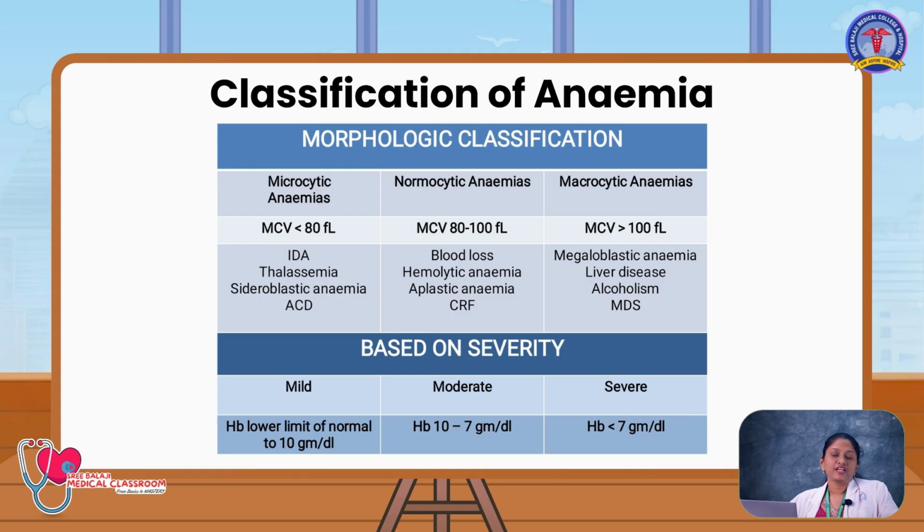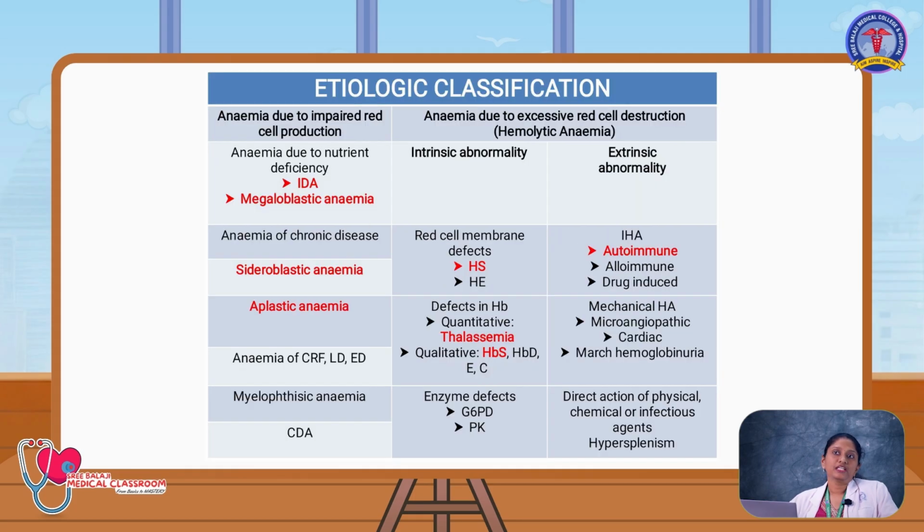We can also classify anemias based on the severity as mild, moderate, and severe anemia. Mild anemia is a hemoglobin level from the lower limit of normal up to 10 grams per deciliter. Moderate anemia is hemoglobin levels between 10 to 7 grams per deciliter, and severe anemia is anything less than 7 grams per deciliter.